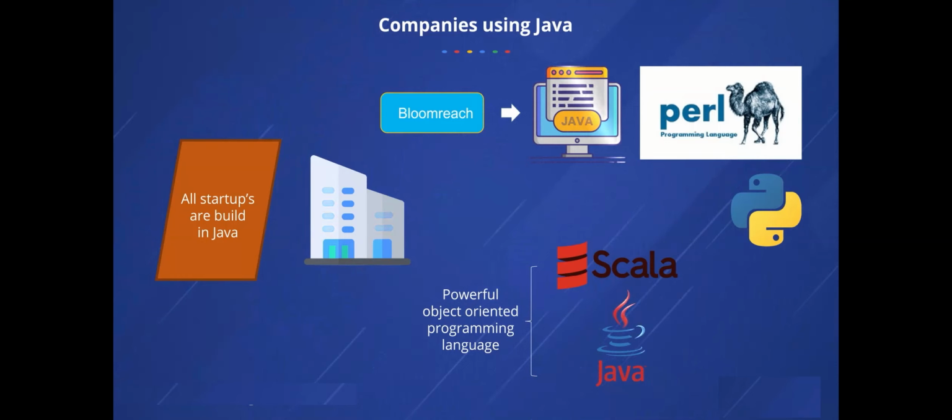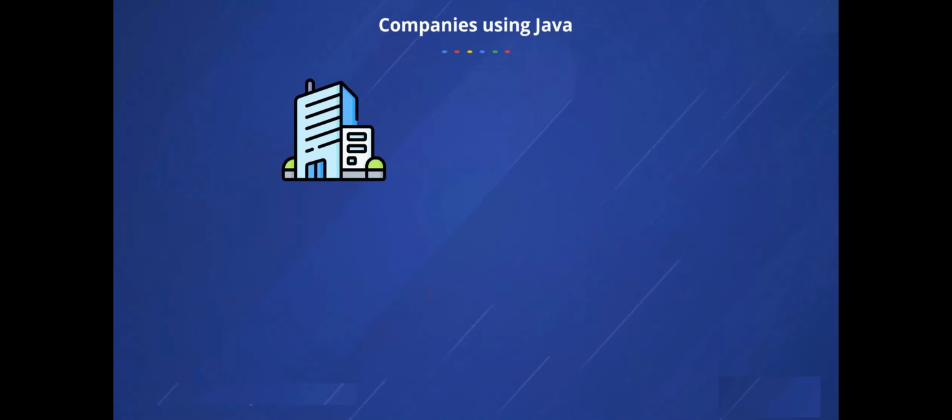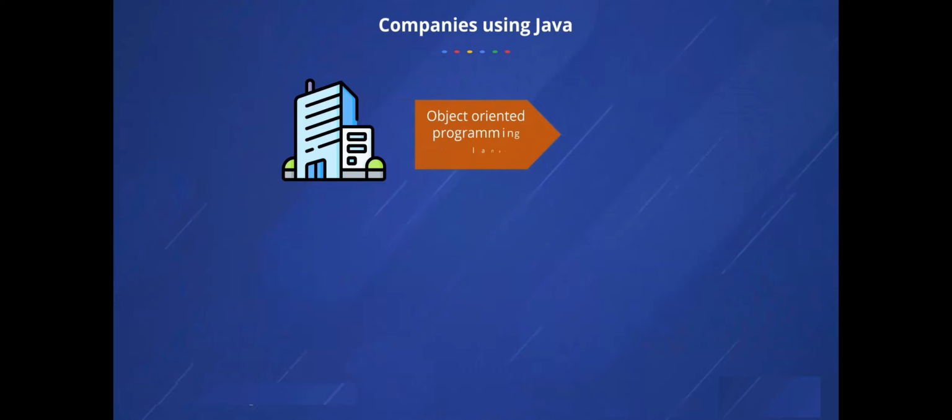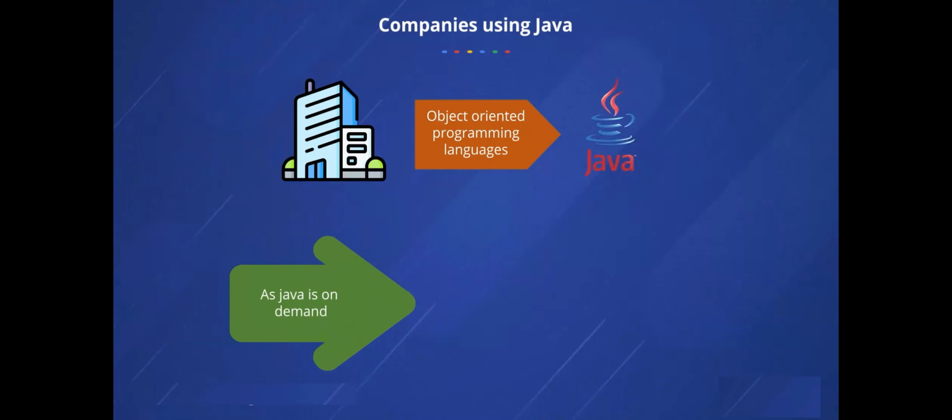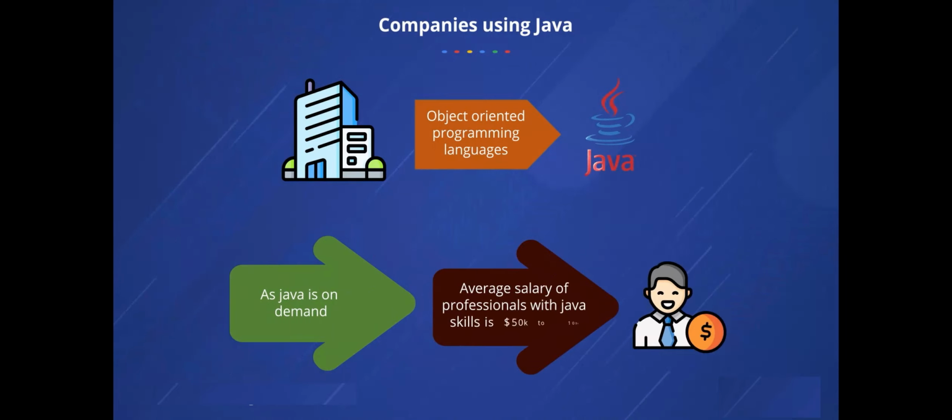So take any particular platform, pick any company where it has been running for years and years, and look at their backend. I'm very sure that they will be using one of the object-oriented programming languages, and if you count the numbers, Java will be the most used. And as you know, since Java is in more demand, the average salary of professionals who know Java is around 50 to 100K dollars.